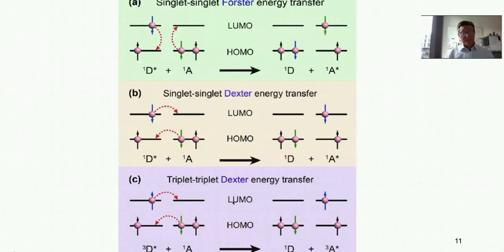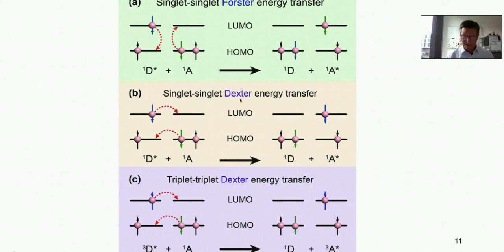Here we see them all together. So this is singlet-singlet Förster energy transfer. As this electron goes down, that one goes up. We started with the singlet excited state on this side, and we end up with the singlet excited state on the acceptor. That is the Förster mechanism.